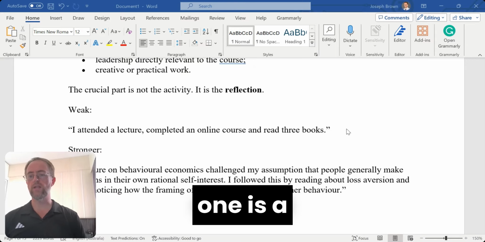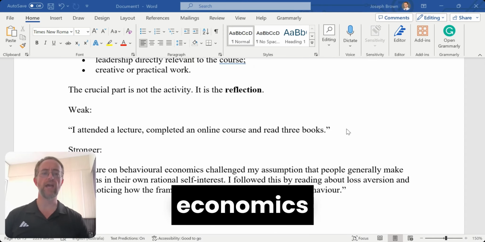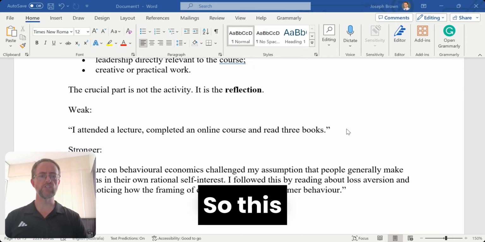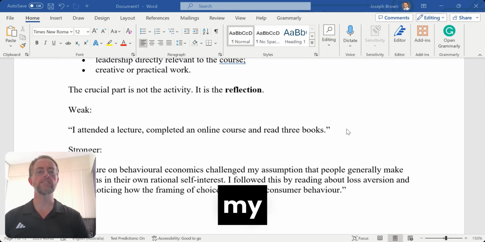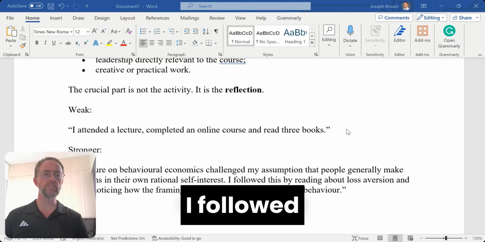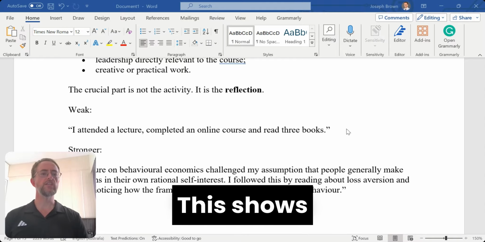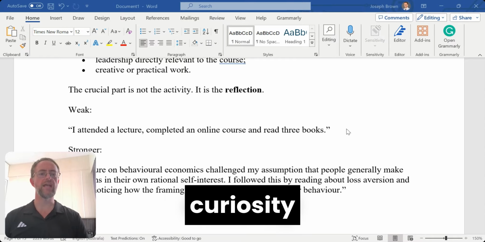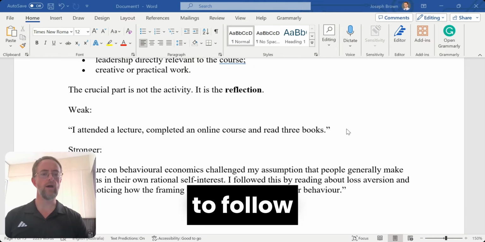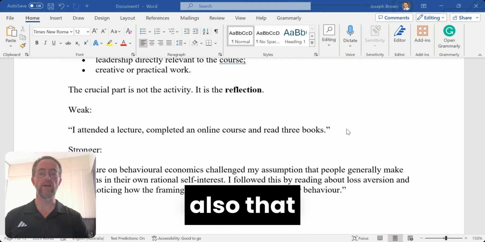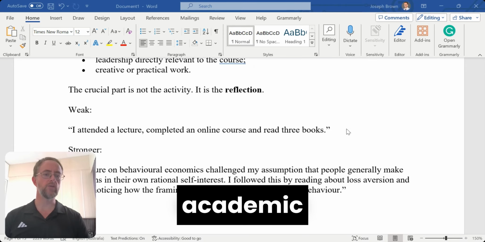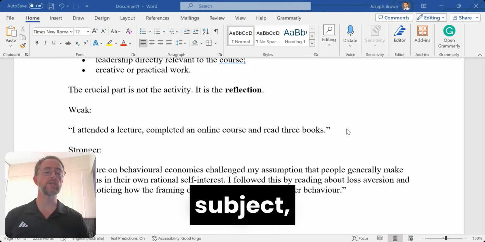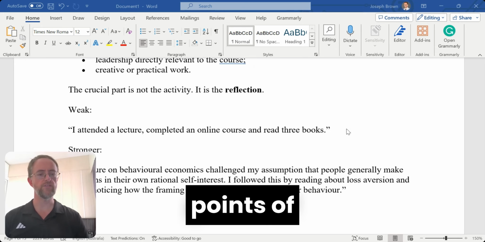But a stronger one is a lecture on behavioral economics challenged my assumptions. So this shows your academic thought processes. It shows your critical thinking. Challenge my assumptions that people generally make decisions in their own rational self-interest. I followed this by reading about loss aversion. This shows you have inquiry, curiosity, and the work ethic to follow up. Okay, it shows also that you are talking about behavioral economics, assumptions, loss aversion. You've got good academic language for one, but also you know the subject, you know the question, the concept points of the subject.